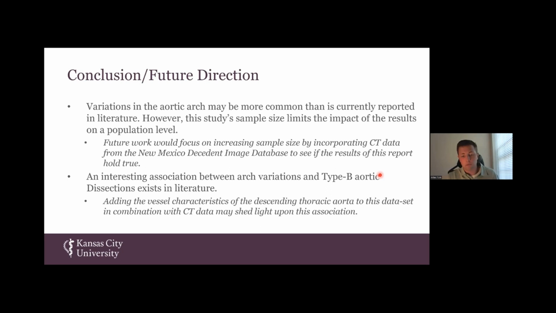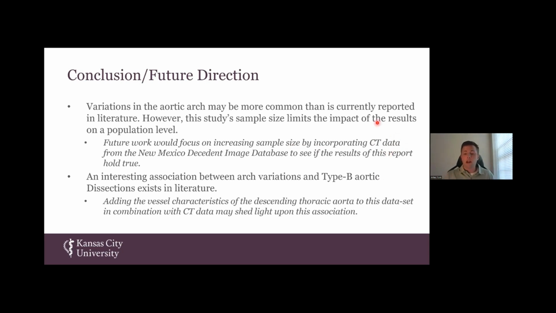So where I plan to go from here is increasing my sample size through a CT database that has thousands of CT images of recently deceased individuals who had head-to-toe CT scans. And then we have a program called Dragonfly that allows you to make 3-dimensional models from CT data. So I plan on doing a very similar study to what I've done here, just with a much greater sample size.